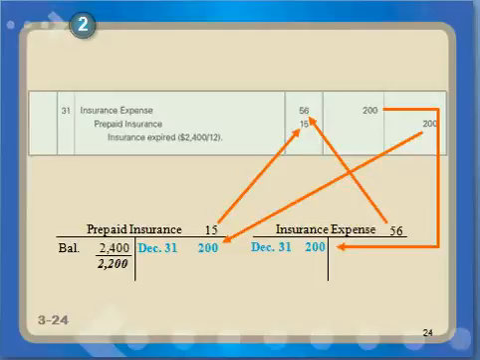And then again, in your ledger for prepaid insurance and insurance expense, you would put a post reference of 5, assuming this is still on page 5 of our journal. And now we're going to take a look at another exercise.